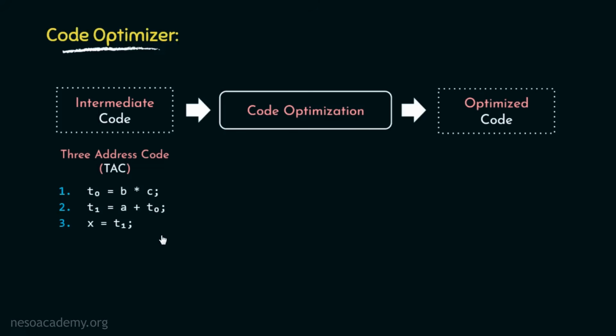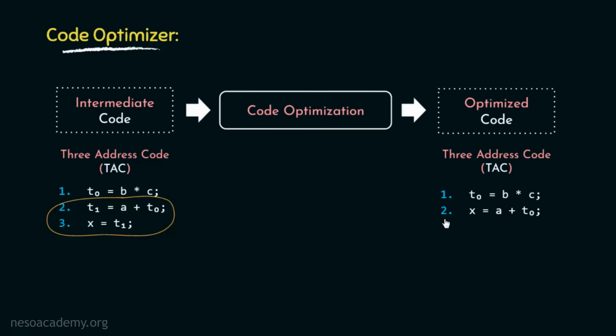Now if you observe carefully the second and the third statements, here instead of T1, if we assign A plus T0 directly to X, we can reduce the length of the code. So the optimized code will have only 2 statements. And in a nutshell, this is exactly what the code optimizer does. It optimizes the intermediate code.